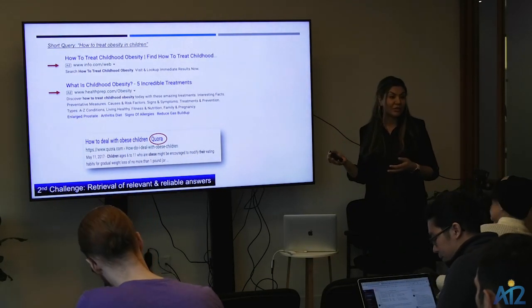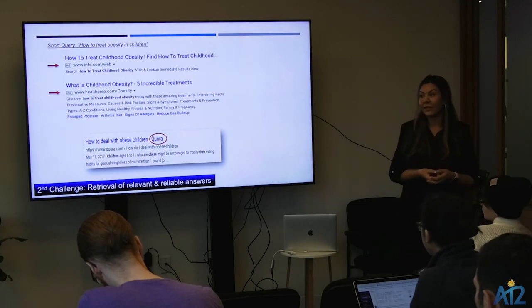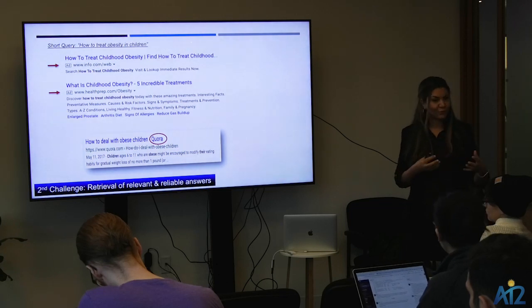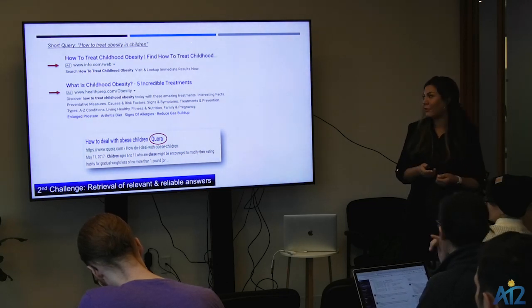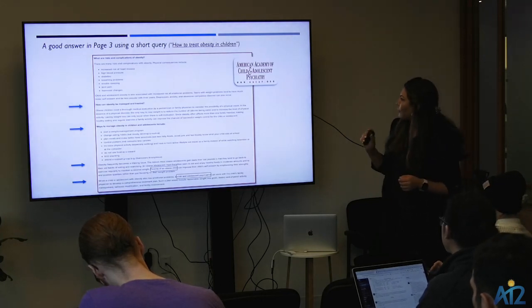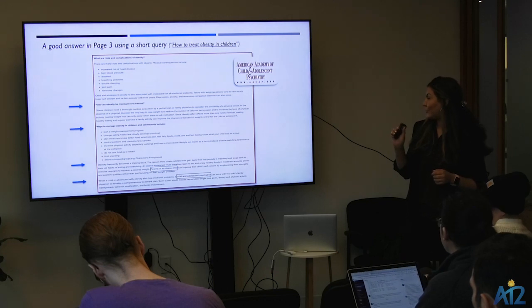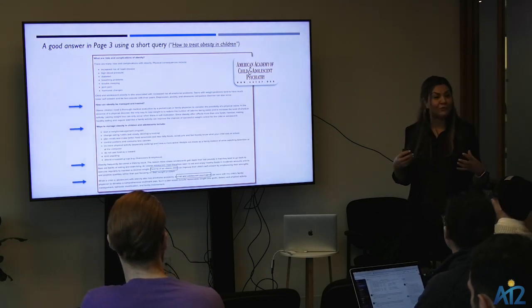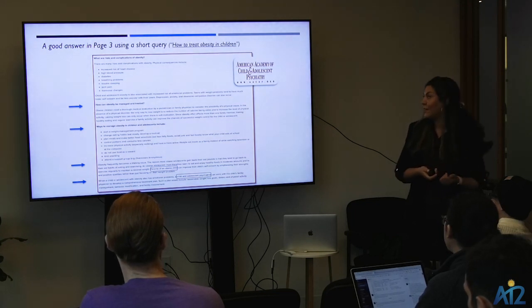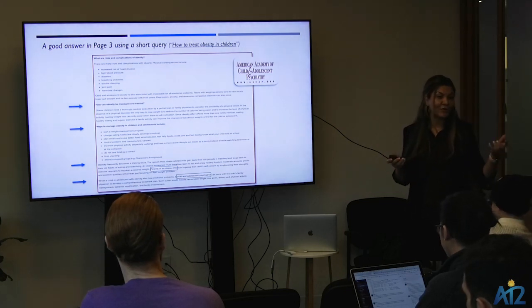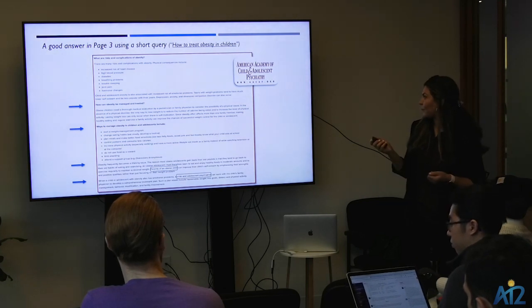The second challenge related to consumer health question answering is providing reliable health information in order to protect consumers from misleading or harmful information. A good answer comes from the American Academy of Child and Adolescent Psychiatry, and it's also written in a consumer-friendly language meant to help parents, but this is on the third page of the Google search and using the short question and not the full question.